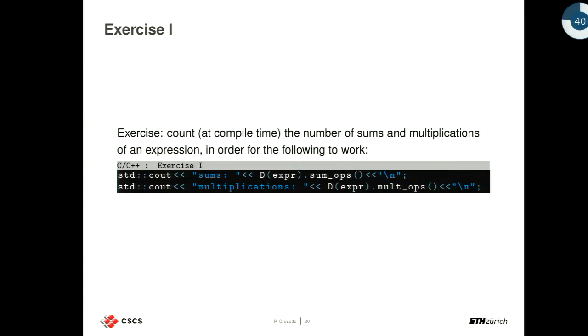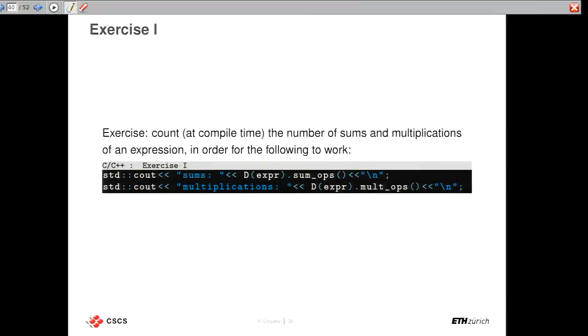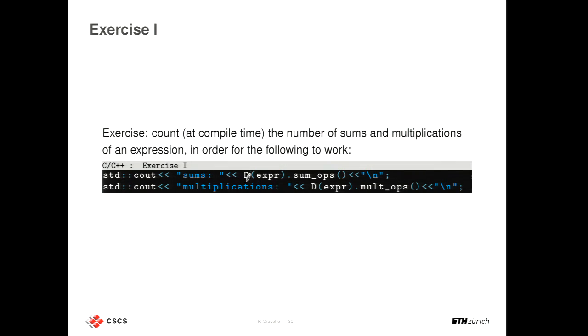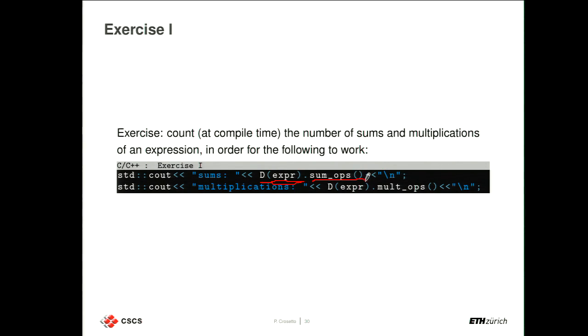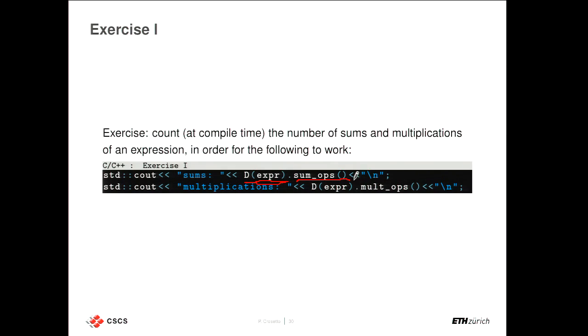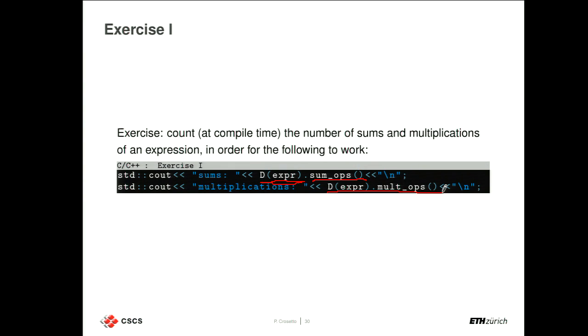So the exercise now would be to count at compile time the number of sums and multiplications implementing this interface. I want to know that this expression, and I want to call the dots, and I want this to return the total sums that are contained in these expressions. And the same for the multiplications. I don't use the fact that this must be Constexpr, but I want these two numbers to be available at compile time. So I want to be able to put this inside a static assert.